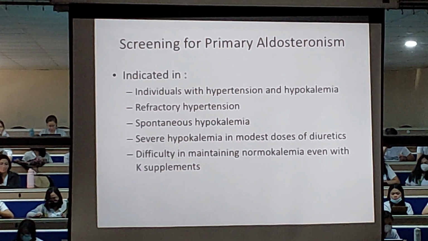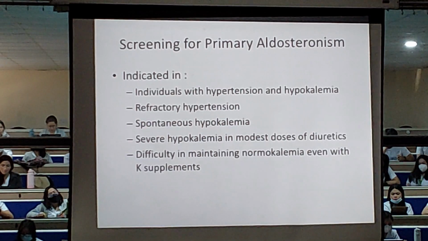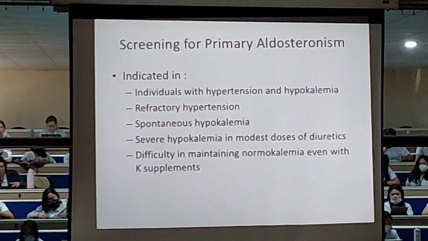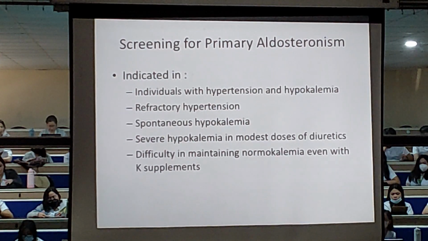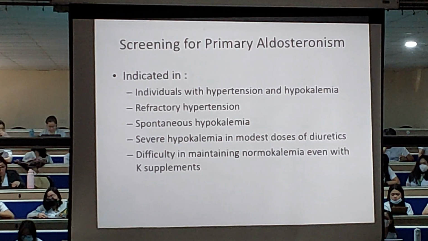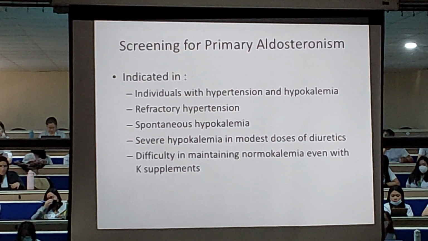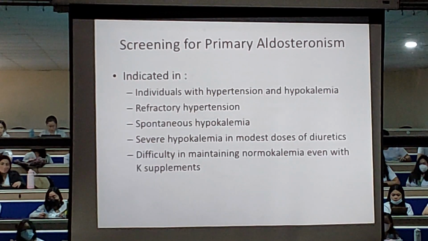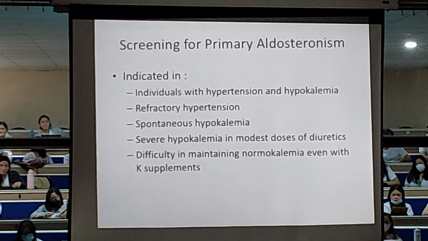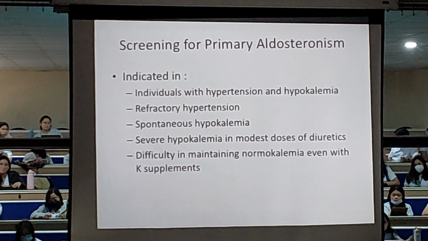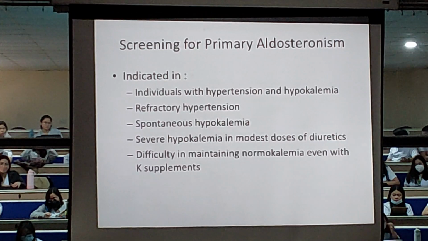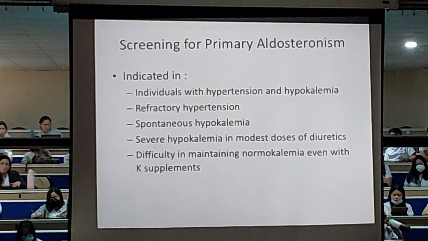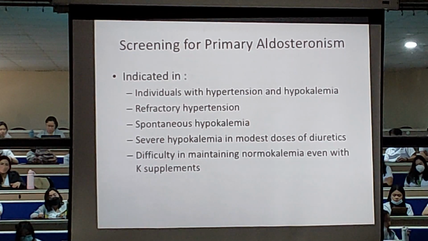So what are the screening tests for primary aldosteronism? The screening test is indicated in individuals with hypertension and hypokalemia, and in patients with refractory hypertension. Refractory means the patient is already receiving three different classes of antihypertensive medication, but the blood pressure doesn't go down to a normal level. It is also indicated in severe hypokalemia, in hypokalemia with modest doses of diuretics, and in patients with difficulty maintaining normal potassium even with potassium supplements. So you need to screen these patients for primary aldosteronism.